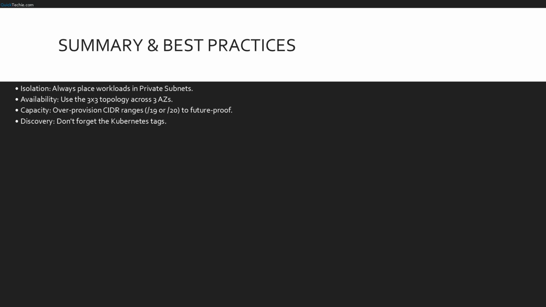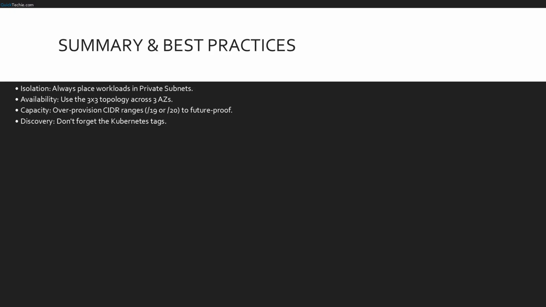To wrap up, let's review the golden rules for AWS subnets in CDP. First, strictly enforce isolation by keeping workloads in private subnets. Second, ensure high availability by adopting the 3x3 topology across 3 availability zones. Third, prevent scaling issues by over-provisioning your CIDR ranges. IPs are cheap, rebuilding VPCs is expensive. Finally, always verify your tags to ensure smooth service discovery for Kubernetes-based applications.